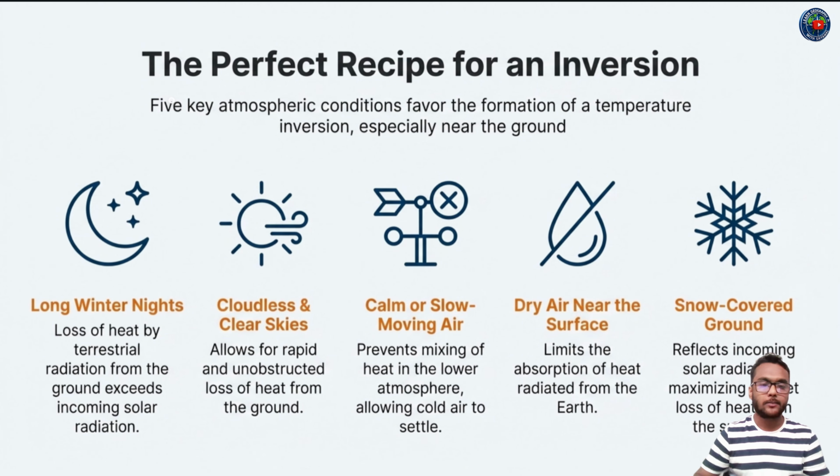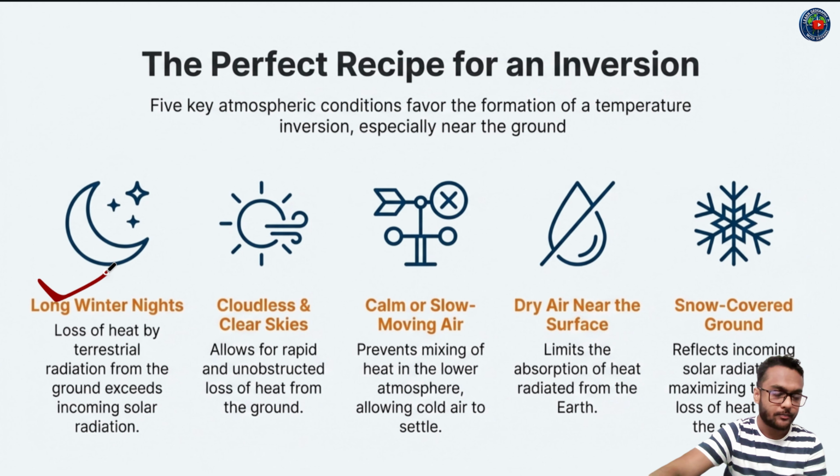Okay, 5 key atmospheric conditions favor the formation of a temperature inversion, especially near the ground. Okay, long winter nights: loss of heat by terrestrial radiation from the ground exceeds incoming solar radiation. Then cloudless and clear skies allow for rapid and unobstructed loss of heat from the ground. Okay, calm or slow moving air prevents mixing of heat in the lower atmosphere, allowing cold air to settle.